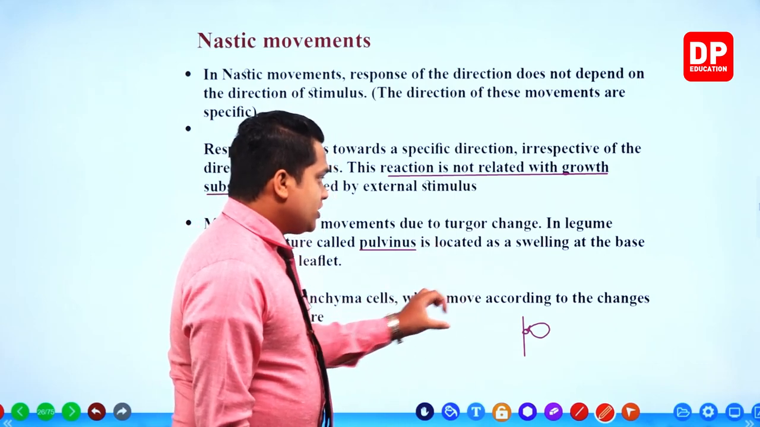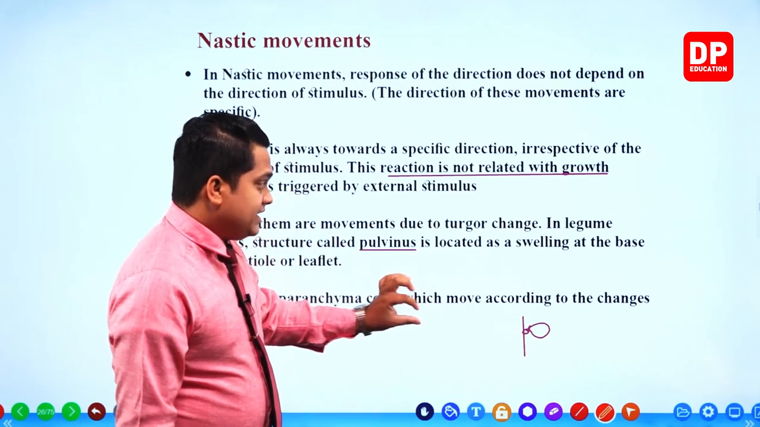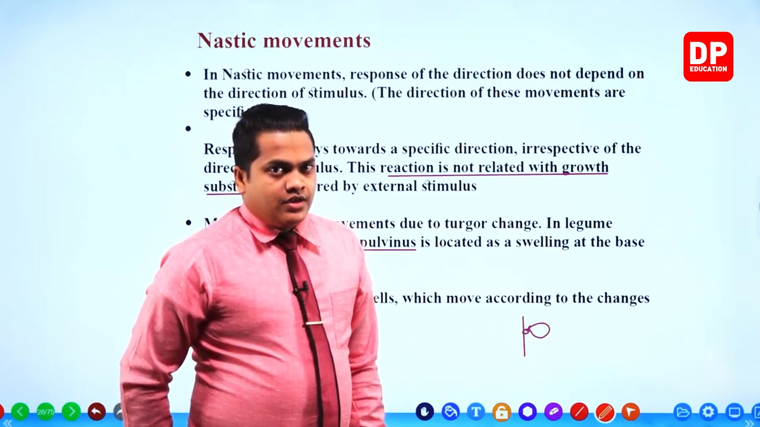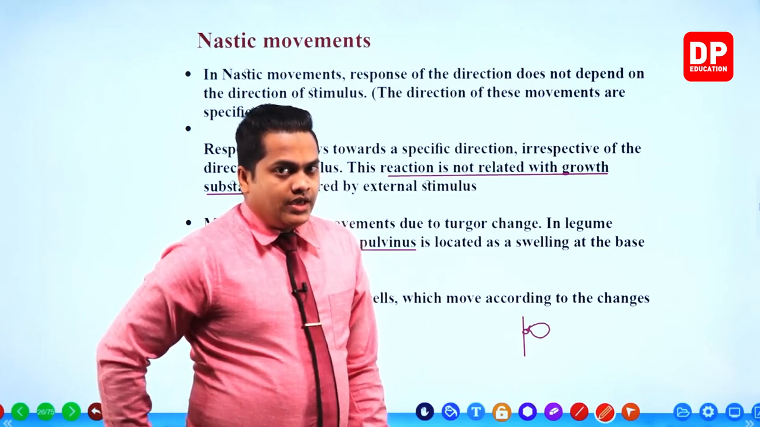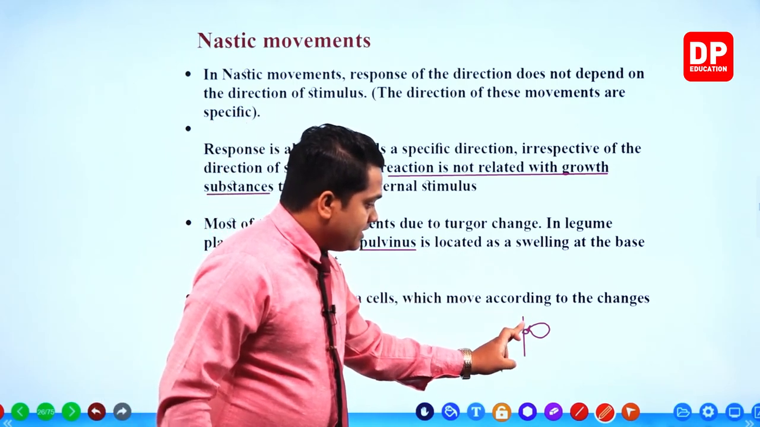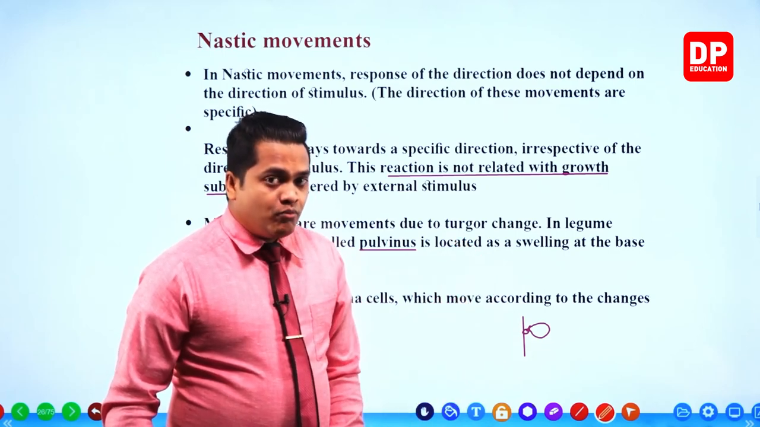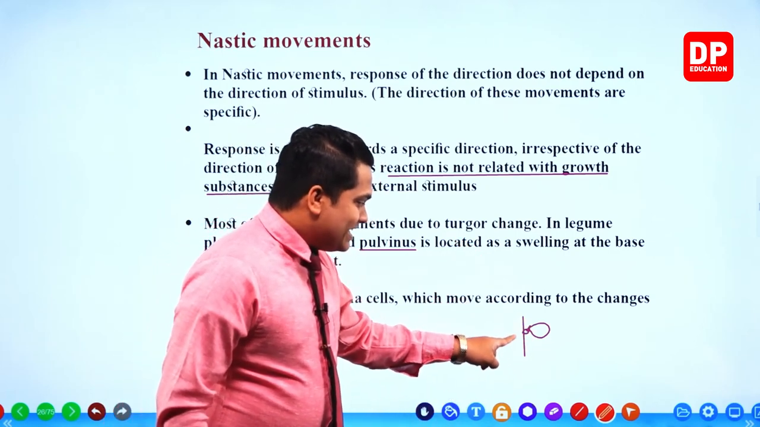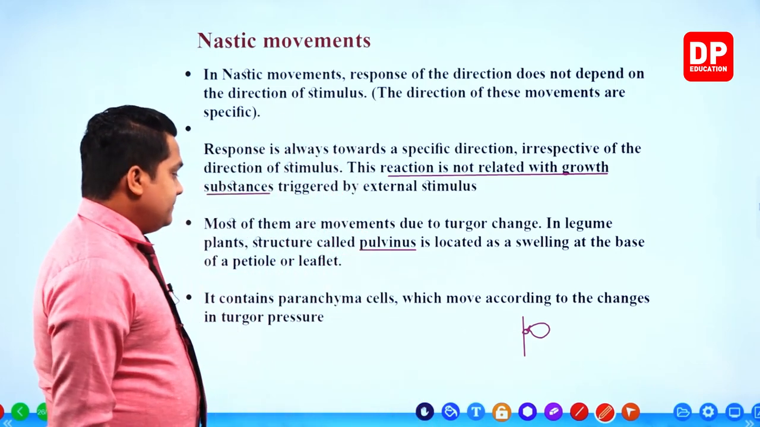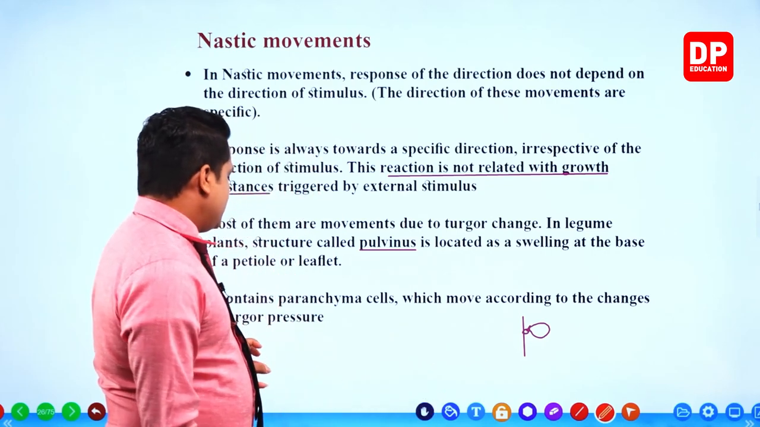During the nastic movements, this pulvinus can be seen to have a swelling part. When you touch a mimosa leaf like this, it will bend down and show a sleeping movement. In that case, you can observe the pulvinus with a swollen part. Then it contains parenchyma cells which move according to the changes in turgor pressure.